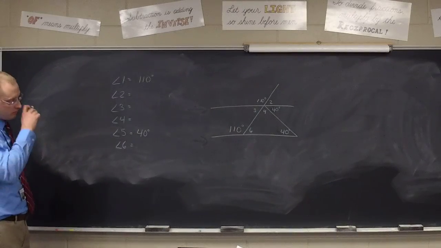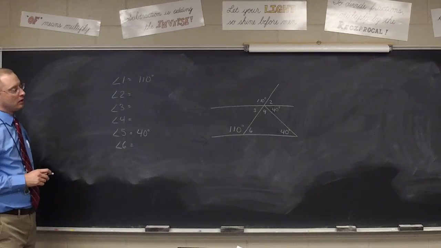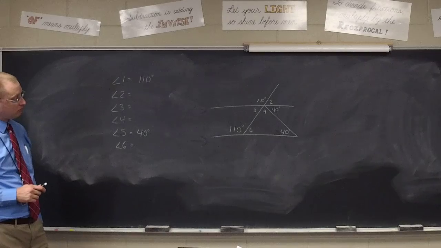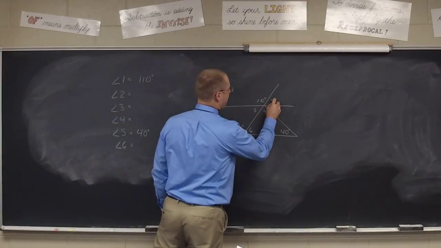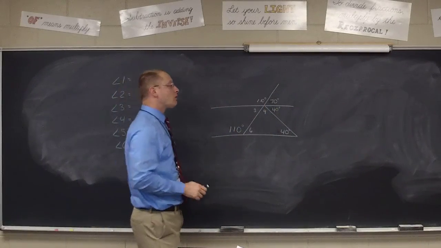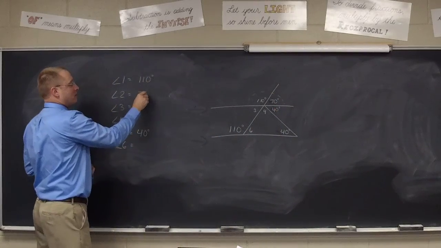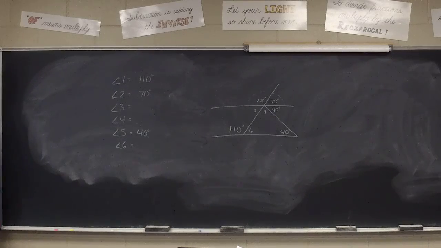All right, give me another angle that you already know. Adam? 2. Okay, how big is 2? 70 degrees. How did you get 70 degrees for angle 2? That's supplementary. Right here, we have a straight angle, so angle 2's got to be 70 because they're supplementary. Good.